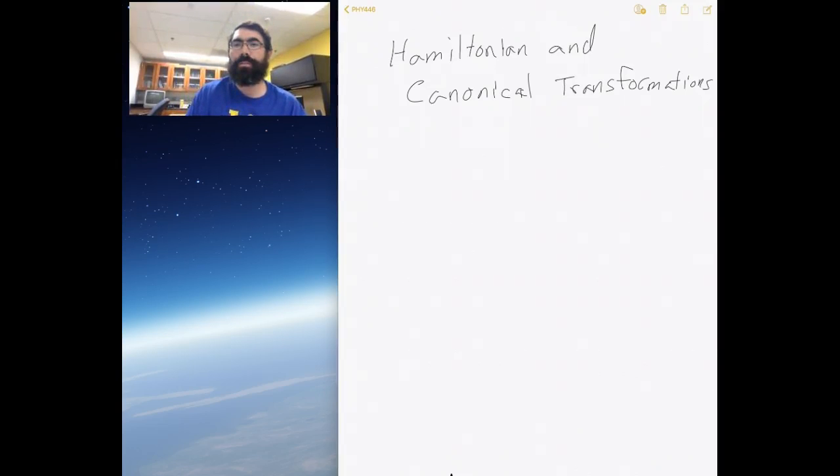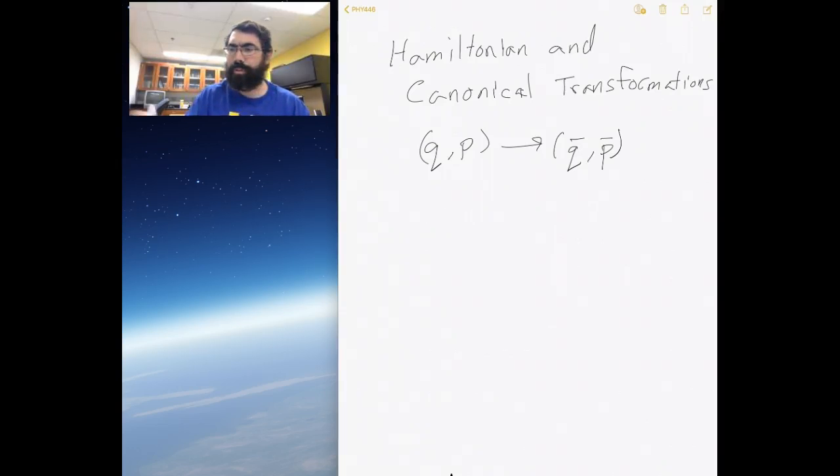So when we talk about canonical transformations, we talk about these canonical variables, position q and momentum p, and what would happen if we transform that into a frame of reference that was q bar, p bar. So what would happen to the Hamiltonian?